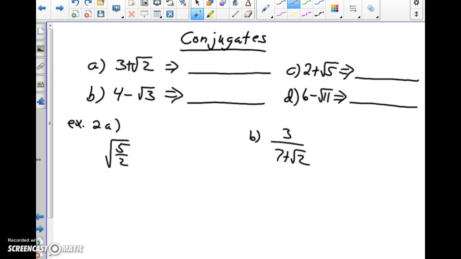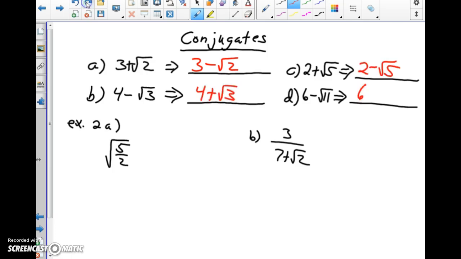Okay, so the first thing is 3 plus the square root of 2, its conjugate is going to be 3 minus the square root of 2. How about 2 plus the square root of 5? 2 minus the square root of 5. How about 4 minus the square root of 3? 4 plus the square root of 3. How about 6 minus the square root of 11? 6 plus the square root of 11. Now that's just all done to prepare you for what's about to happen here.